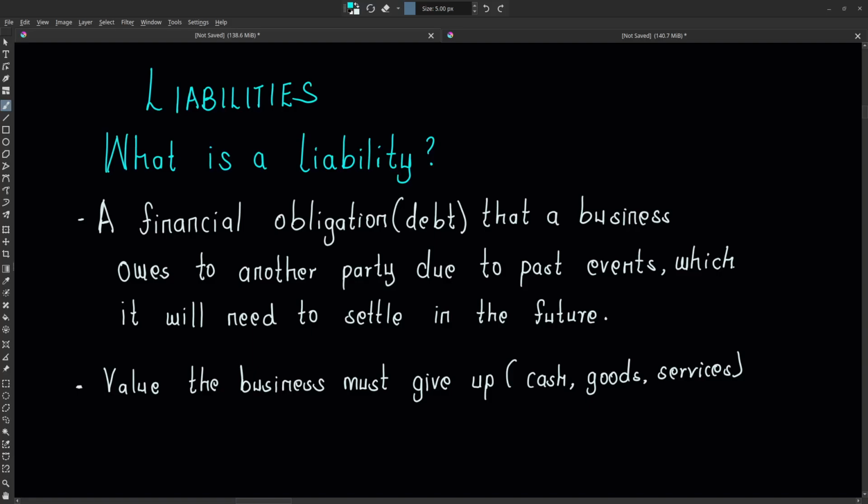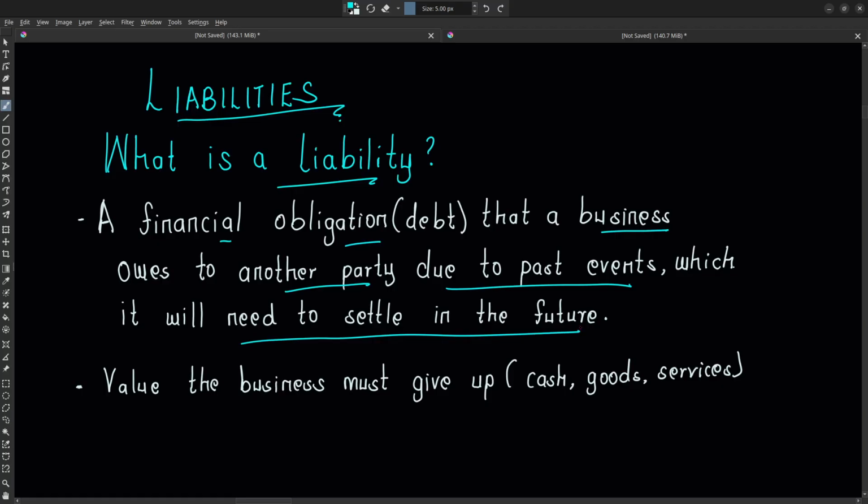Hello, let us look at another element of the statement of financial position, which is the liabilities. And let's first understand what a liability is. A liability is a financial obligation that a business owes to another party due to past events, which it will need to settle in the future.